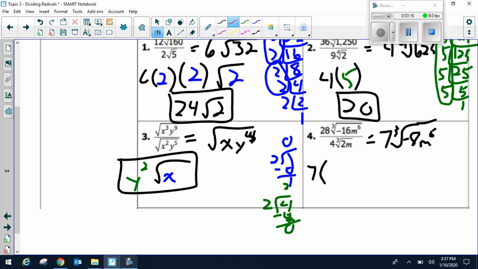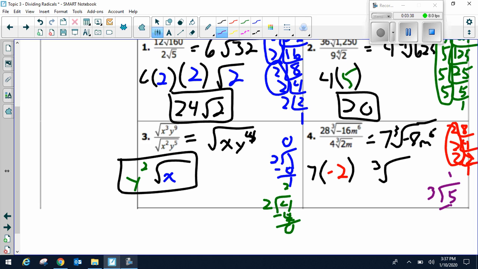So let's do the 8. So when you do the birthday cake of 8, we're looking for groups of 3. So all of those, so that means negative 2 comes out. And then you do the same thing for the letter. So 3 goes into 5 once with the remainder of 2. So that means that 1 m comes out, 2 m's stay in. So my final answer would be negative 14 m cube root of m squared.